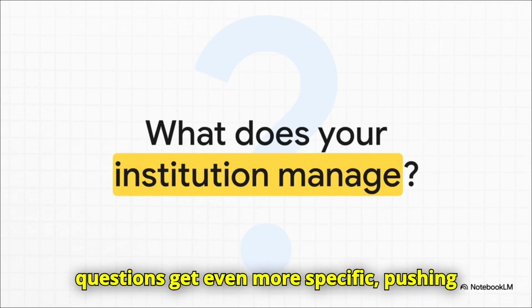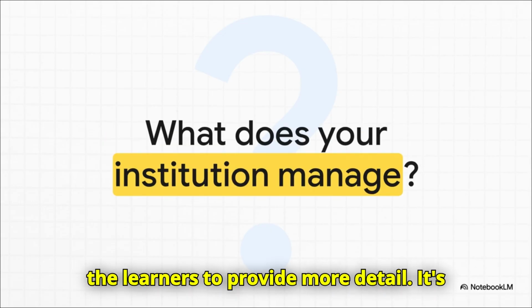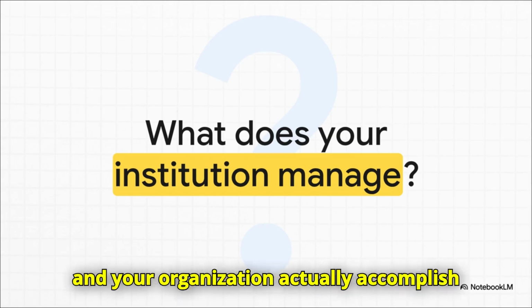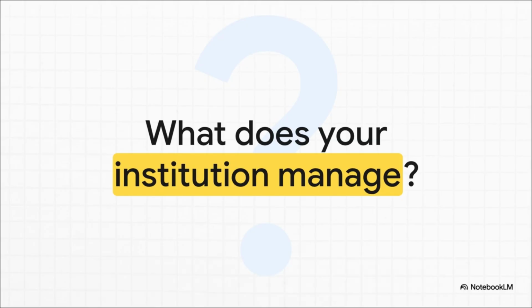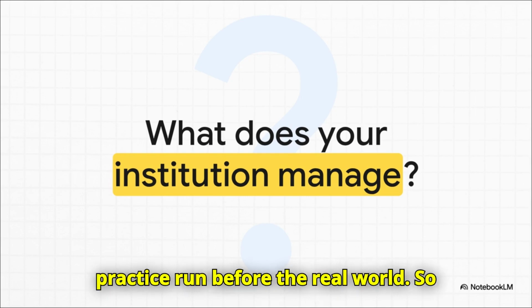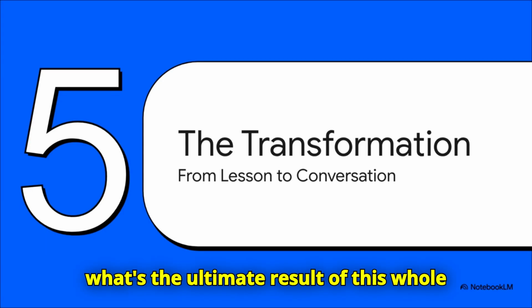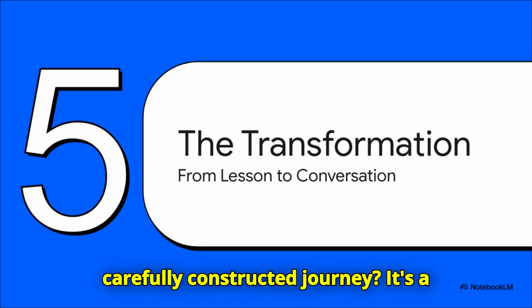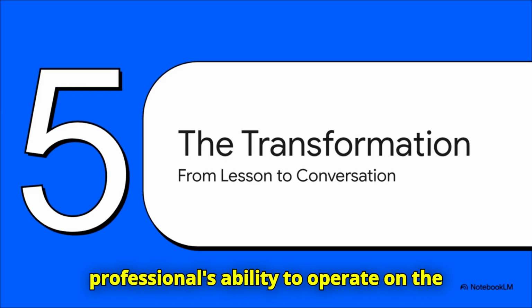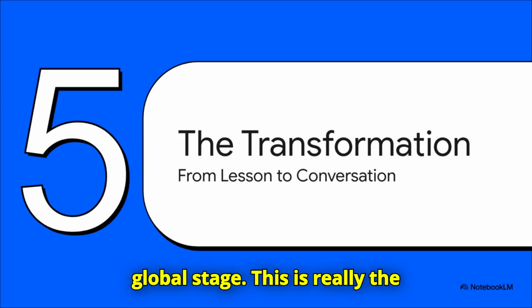Then the questions get even more specific, pushing the learners to provide more detail. It's not just about stating your job title anymore. It's about discussing what you and your organization actually accomplish, using those key action verbs we saw earlier. This is basically the final practice run before the real world. So, what's the ultimate result of this whole carefully constructed journey? It's a fundamental transformation in a professional's ability to operate on the global stage.